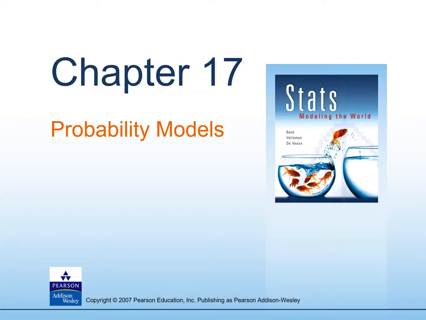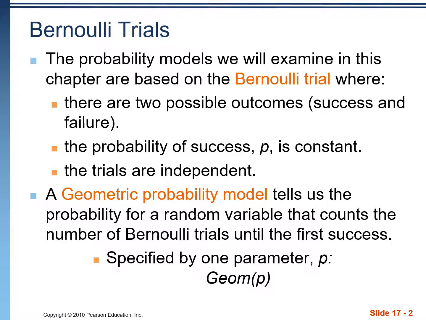Chapter 17 covers probability models, in particular geometric and binomial probability models. Geometric and binomial probability models are both classified as something called Bernoulli Trials, and these are recognized as such because they meet a certain set of three criteria.